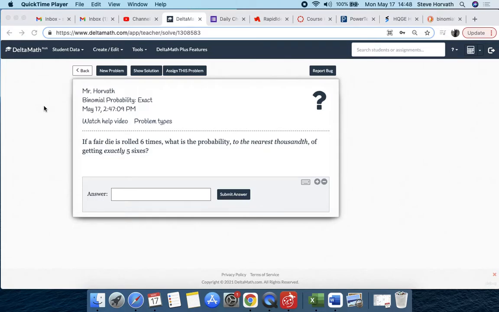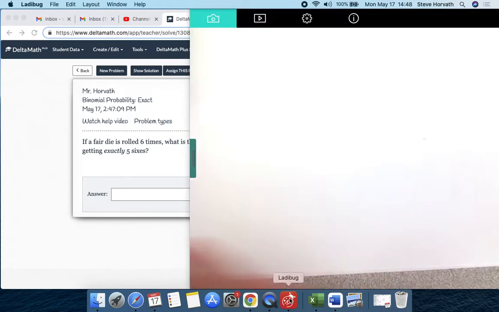Calculator shortcut for these binomial probability problems. If a fair die is rolled 6 times, what is the probability, to the nearest thousandth, of getting exactly 5 sixes? Alright, so what would we have had to do before?